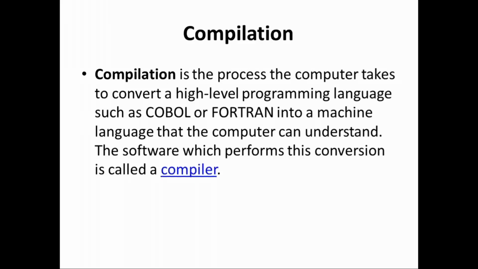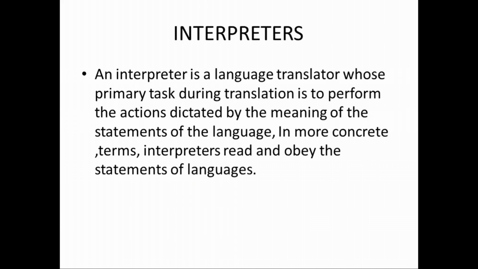Then we looked at compilation. We said it's a process the computer takes to convert a high-level programming language, such as COBOL or Fortran, into a machine language that the computer can understand. The software which performs this conversion is called the compiler. Then we also looked at interpreters.